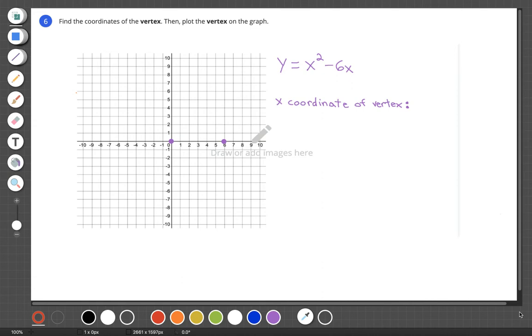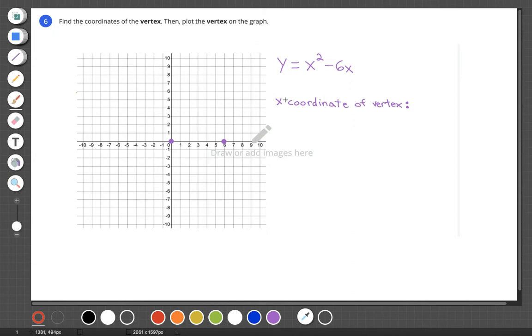All right, so for this one, we're just going to start putting some pieces together. So this is a two-step problem. The first step is actually, well, let's just take a look at it first. So they want you to find the coordinates of the vertex, and then you're going to plot the vertex on the graph. They've given you the equation for this quadratic. In this one, it's y equals x squared minus 6x.